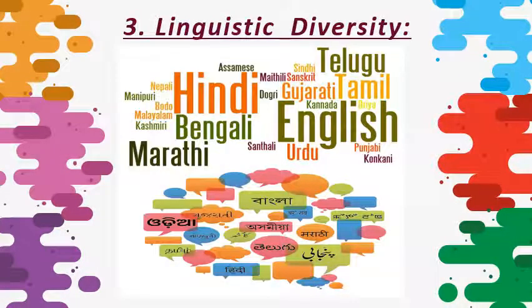Linguistic diversity. India is a land of many languages, and multilingualism is a way of life in India. In 1956, Indian states were organized on a linguistic basis. Hence, people of a particular state speak a particular language. The Constitution of India has approved 22 official languages. Among these official languages, 3 languages have been recognized as classical languages, that is Sanskrit, Tamil, and Kannada.